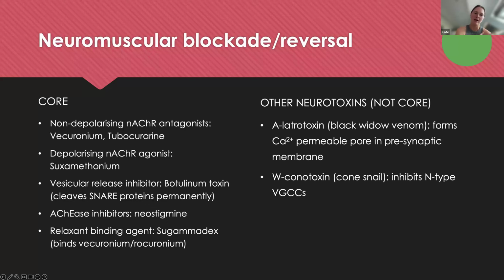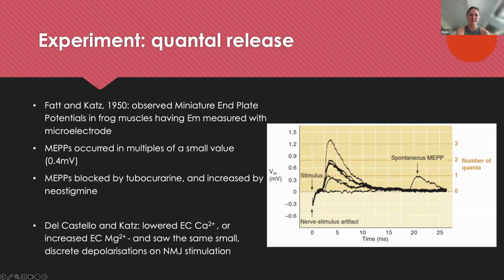And I talked about the acetylcholinesterase inhibitors like neostigmine. On the right-hand side here, this is not core, but this is just some extras. So black widow venom forms a calcium permeable pore in the presynaptic membrane, so that's a neurotoxin. And the cone snail produces a toxin that inhibits N-type voltage-gated calcium channels, which are involved in this transmission of this calcium influx.